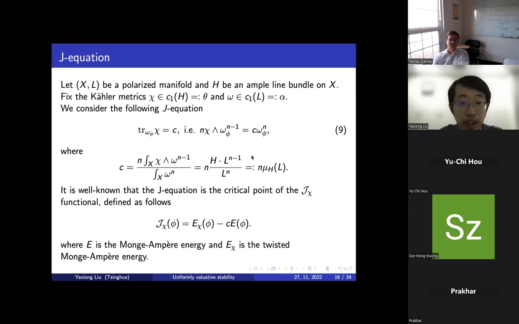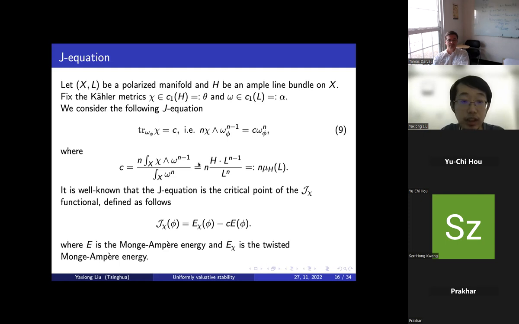So the following I want to start is the valuative stability for the J equation. Let (X, L) be a polarized manifold and H be an ample line bundle. We fix the Kähler metrics χ in c1(H) and ω in c1(L), and we consider this J equation with constant c: χ_φ ∧ ω_φ^{n-1} = c ω_φ^n, the measure ω_φ^n.